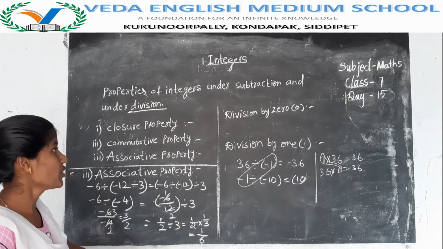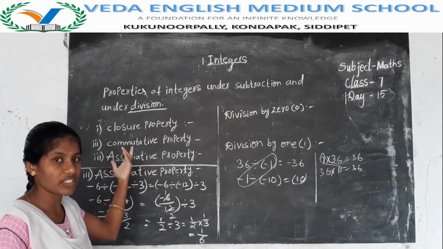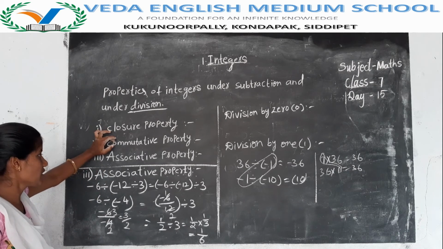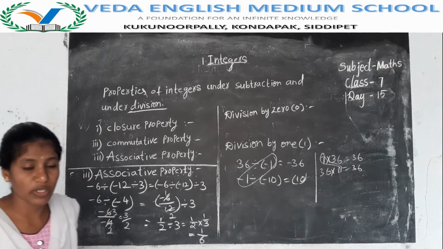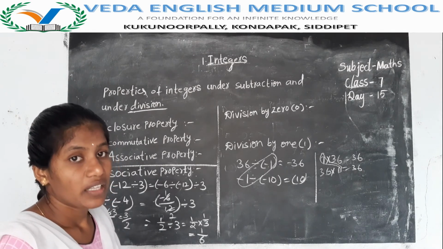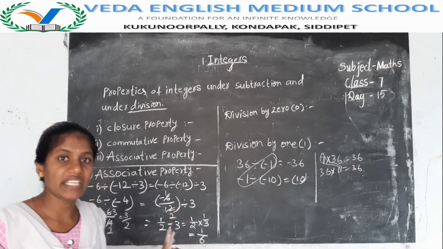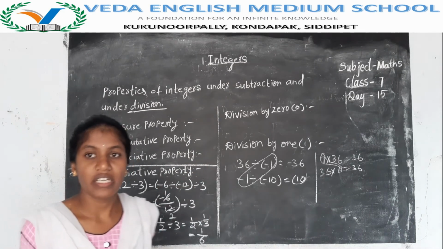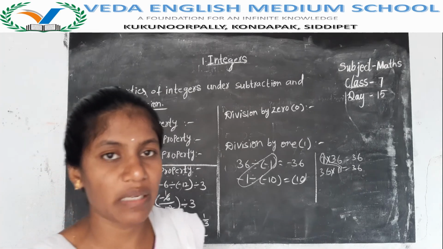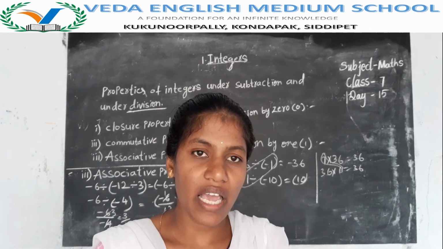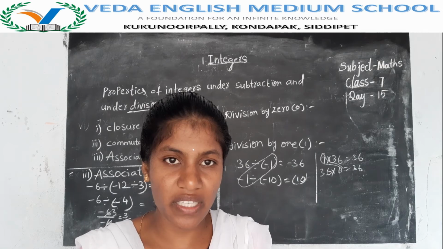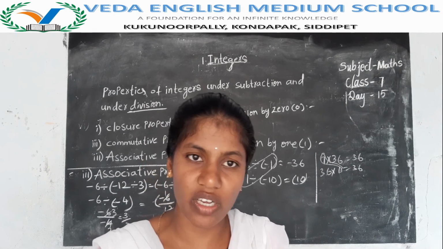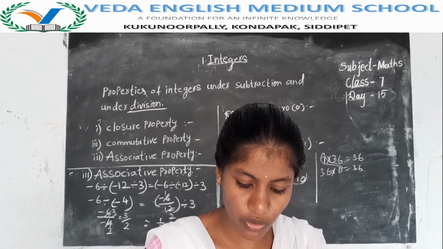Next, for the properties of integers under division, closure property is not possible, commutative property is not possible, associative property is not possible. That means under division no property is possible. Only division with 0, we have to remember, and division with 1. These are the properties of integers under addition, subtraction, multiplication, division. I will give these 4 properties in one box. You have to copy that. Afterwards I will send you as homework. You have to write that in your homework notebook.